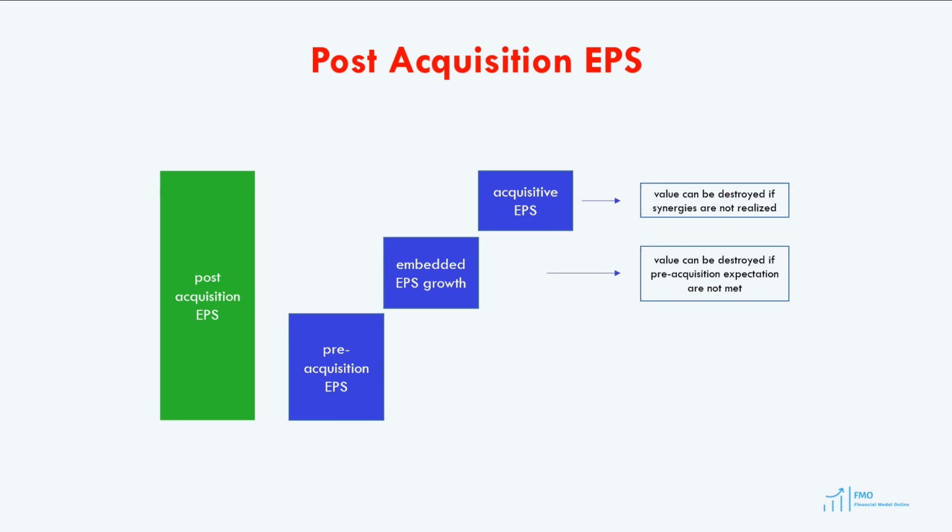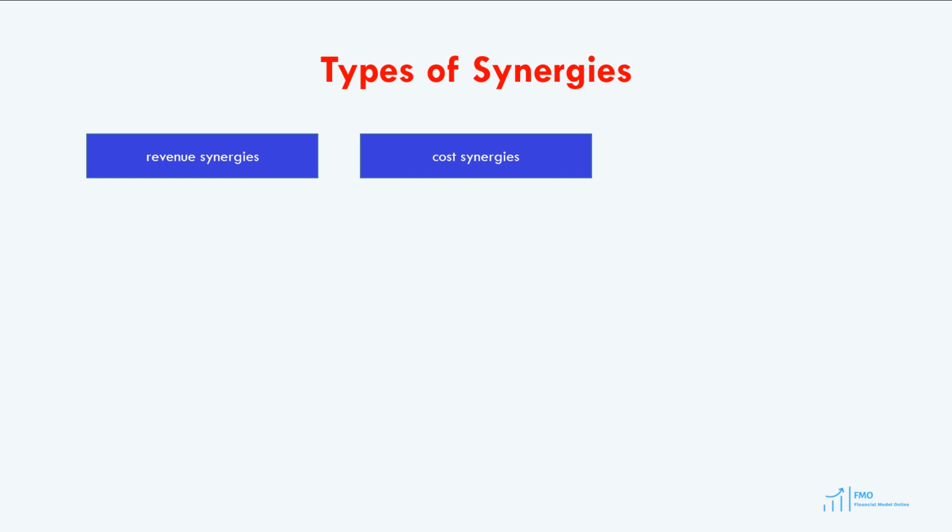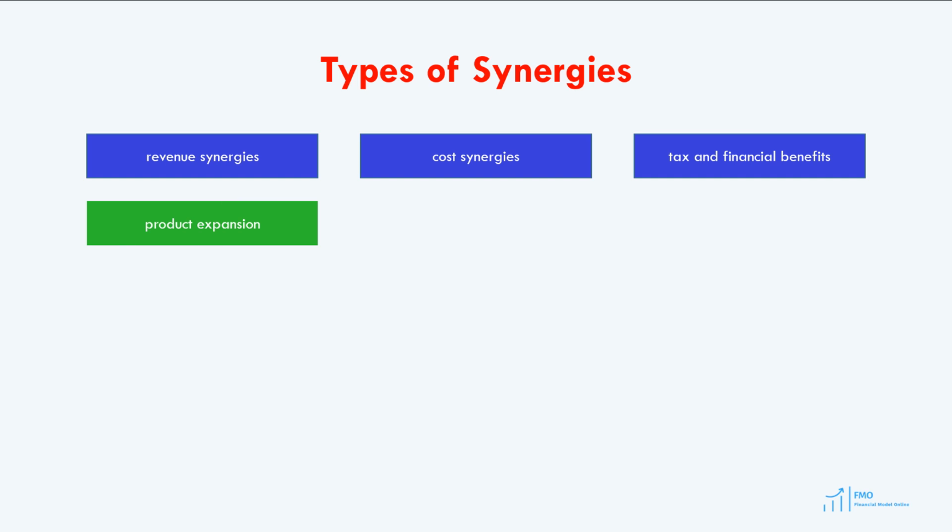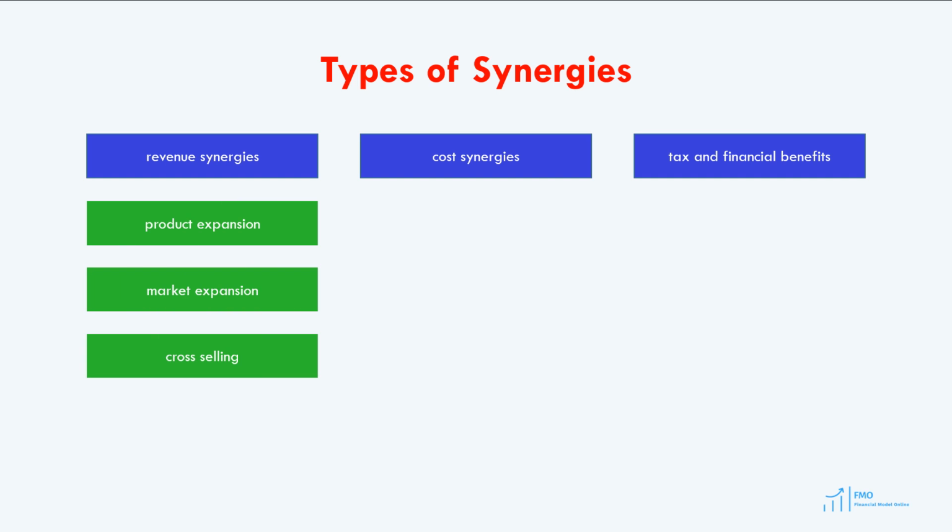We mentioned in the previous lesson that the main reason why companies engage in mergers and acquisitions is synergies. Synergies can be classified as operating synergies, which consist of revenue and cost synergies, and non-operating synergies that include tax and financial benefits that a combined entity can generate. Revenue synergies include product expansion, market expansion, cross-selling, and acquisition of new distribution channels.